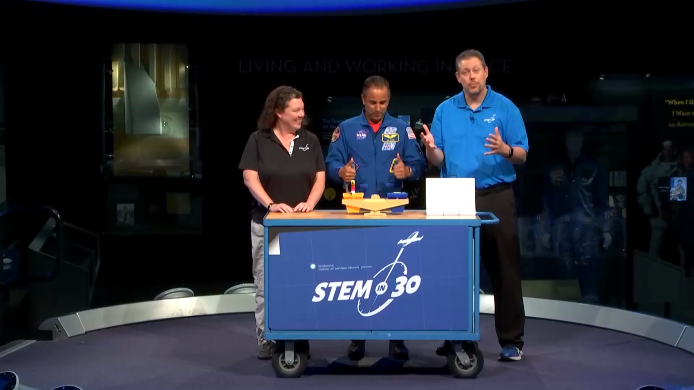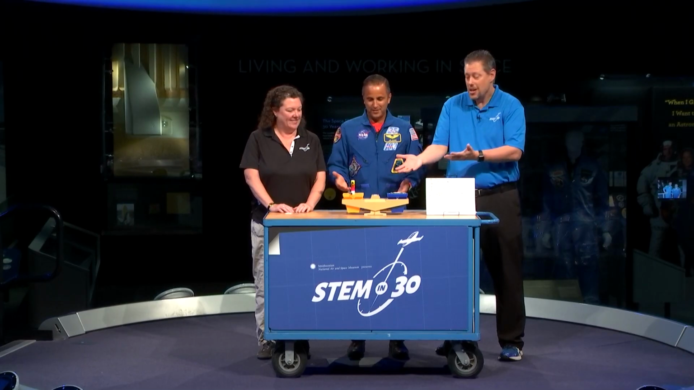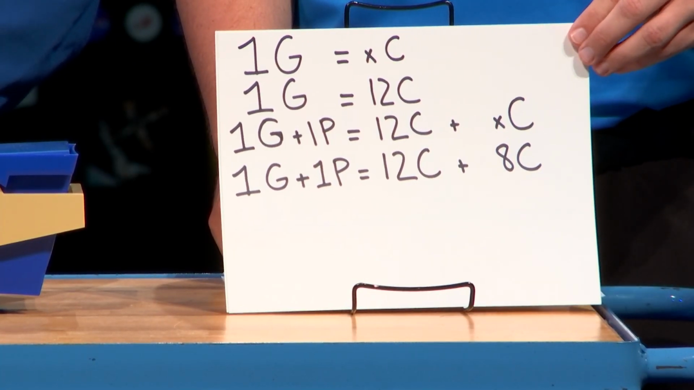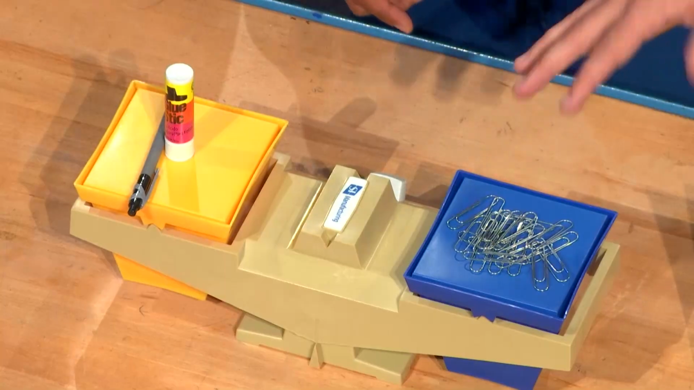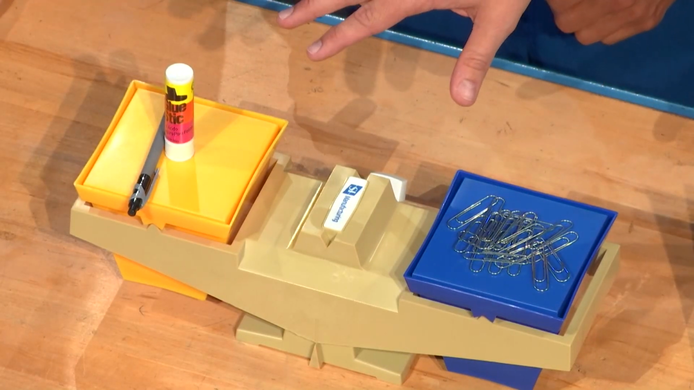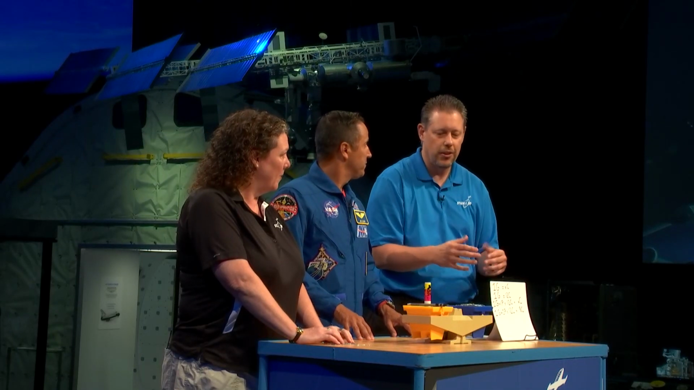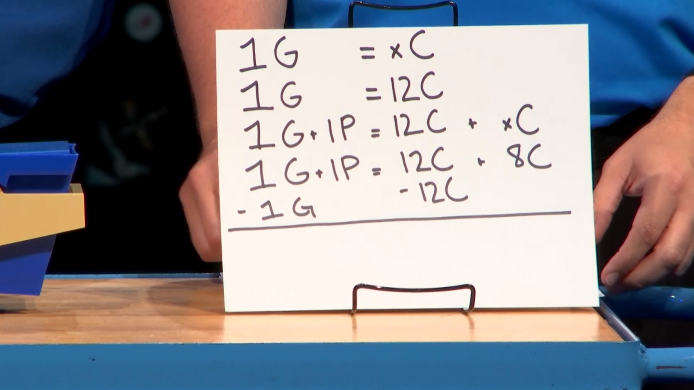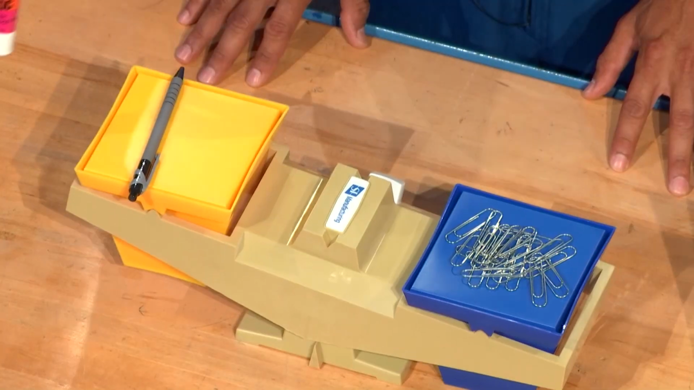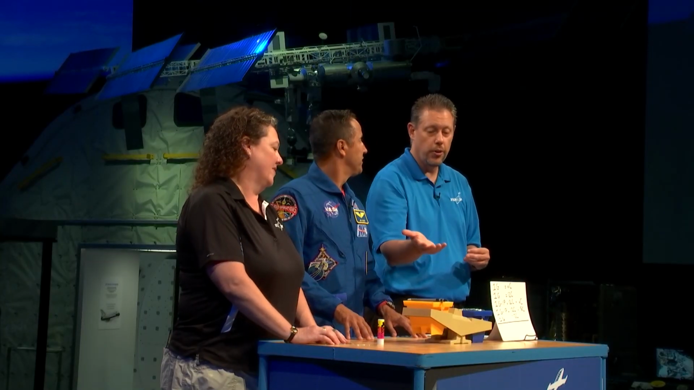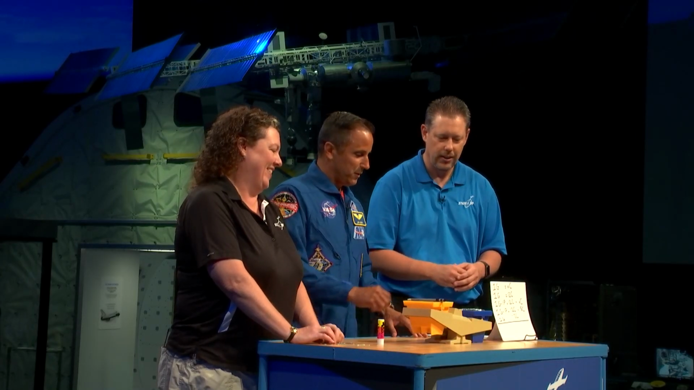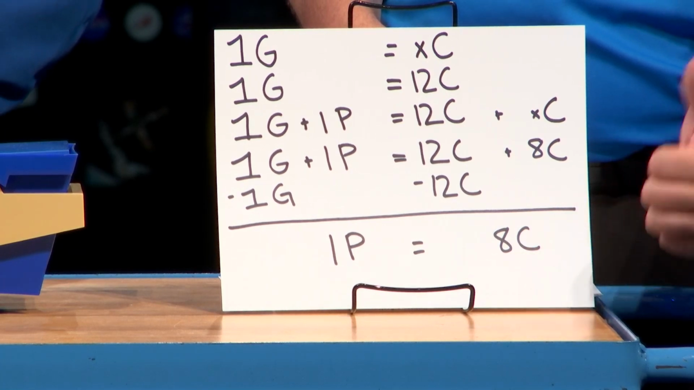And so an algebraic equation is just balancing each side of it. So now we know that 1g plus 1p equals 12c plus 8c. We've got 20 paper clips over here equaling these. And if we do a little bit of math and subtract, we have to take the same thing off of each side. So if we take the glue stick off of that side, now we're unbalanced. So we know that the glue stick equals 12 paper clips. So we have to take 12 paper clips off of this side. And now we see that our equation is balanced once again.